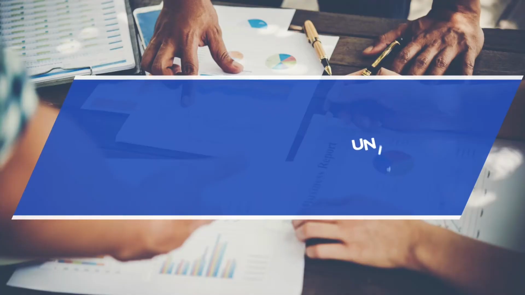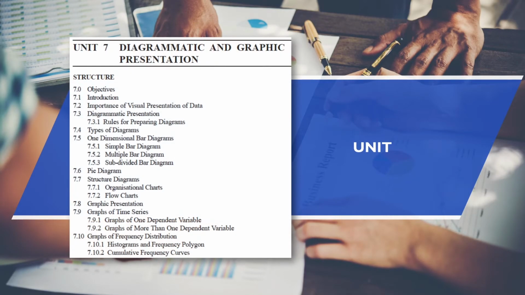If you see this particular chapter, which is Unit 7, the heading of the chapter is Diagrammatic and Graphical Presentation, which starts with the diagrammatic presentation, and the first ingredient is rules for preparing diagrams, which we have already talked about. And there are certain types of diagrams: one dimensional bar diagrams, known as the simple bar diagram, multiple bar diagram, and subdivided bar diagrams.